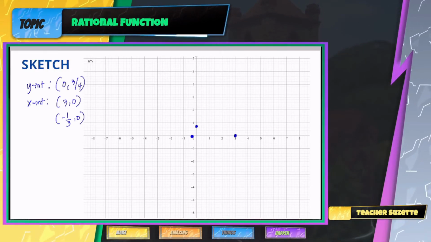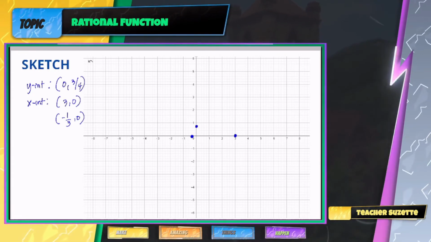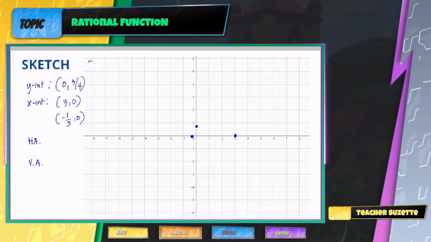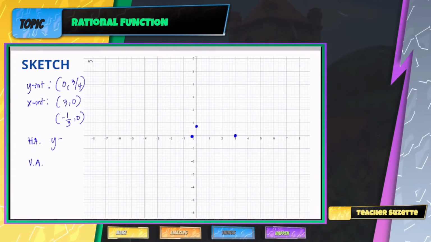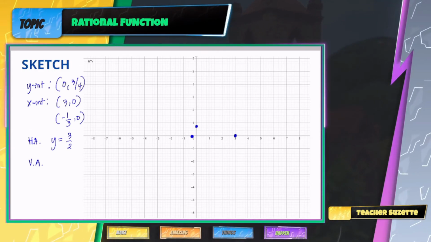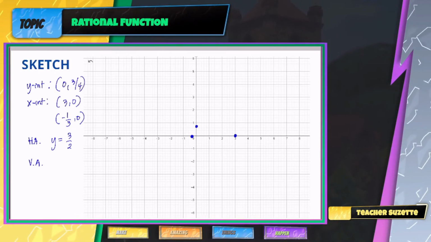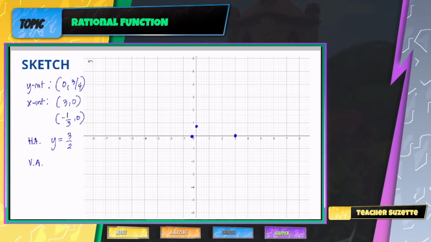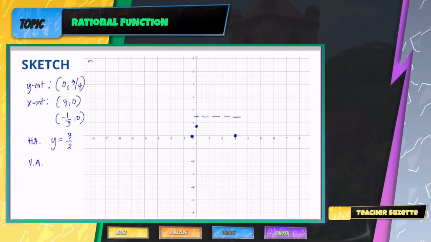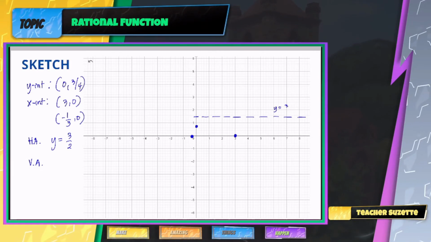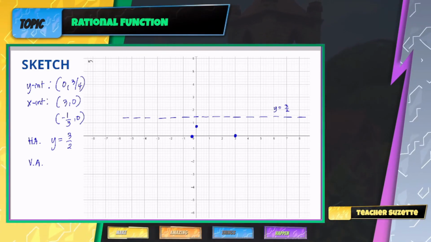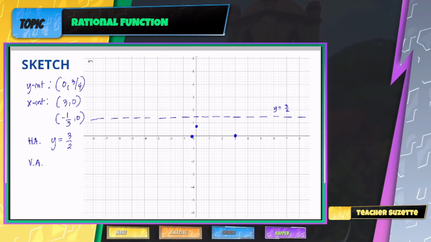Next naman po, i-try nating i-graph yung ating horizontal asymptote as well as our vertical asymptotes. So, ating horizontal asymptote, isa lang naman, no? That is y is equal to 3/2. And 3/2 is equal to 1.5, no? So, y is equal to 1.5. So, assume natin na ito yung pinakagitna ng y mo. Then, draw tayo na imaginary line, which is y is equal to 3/2 or 1.5. So, ayan, draw lang natin. So, this is our horizontal asymptote.